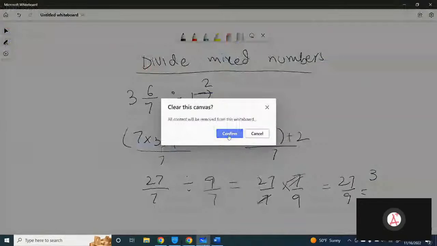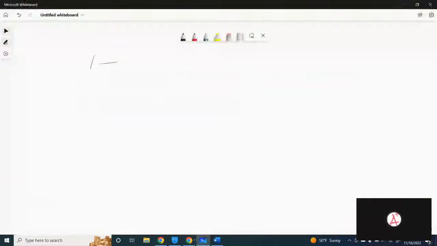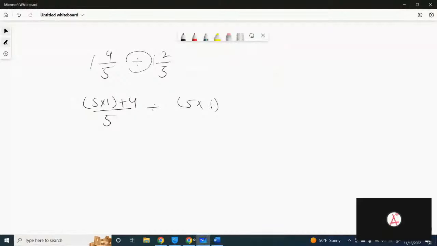Let's start with the first one. It would be 1 whole 4 by 5 divided by 1 whole 2 by 5. Got it? Okay, just convert them to improper fraction form. It would be then 5 times 1 plus 4 over 5. And let me write 5 times 1 is 5 and plus 2 over 5.